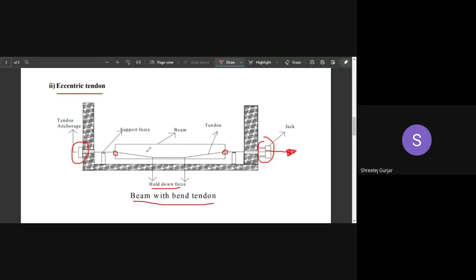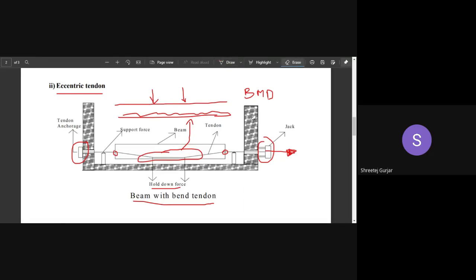So why do we have this variable eccentricity? Depending upon the load on your beam, whether it is having this kind of loading or a UDL, depending upon your loading conditions, the eccentricity of your beam is decided. Eccentricity is decided based on your loading and based on your BMD, that is the bending moment diagram of your beam. Based on these two, we decide the profile of our tendon.